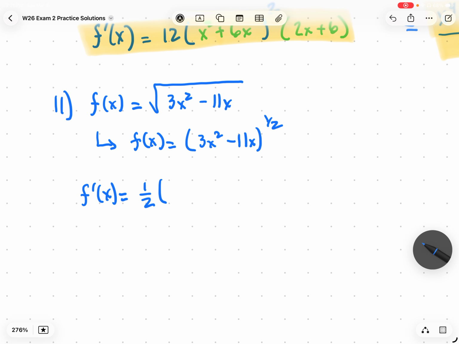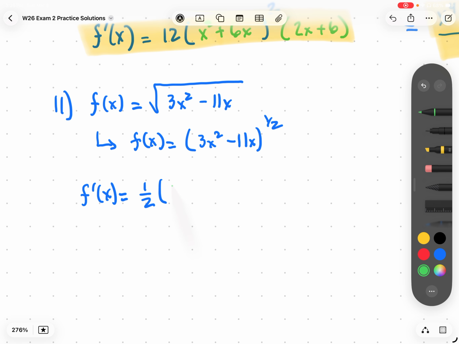And remember what I said, do not mess with that stuff in parentheses right now. It's still 3x squared minus 11x. I'm putting it in a different color just so you can see that I didn't mess with it. I do have to mess with that exponent though. You have to do 1/2 minus 1, which is negative 1/2. Don't forget that. And then just like the previous question, we have to follow the chain rule before we're done. So I have to multiply by the derivative of that green stuff, which is going to be 6x minus 11.